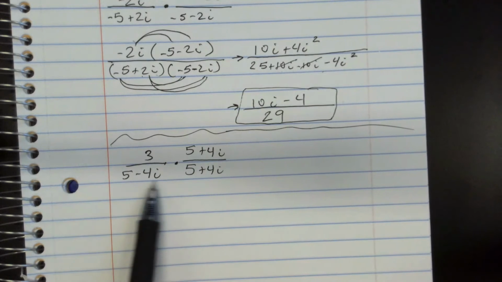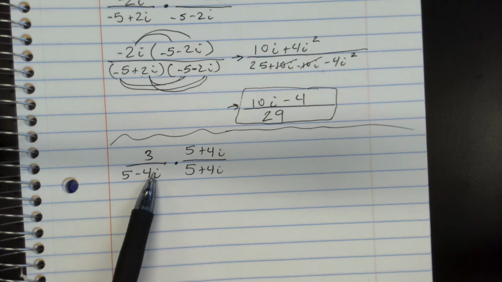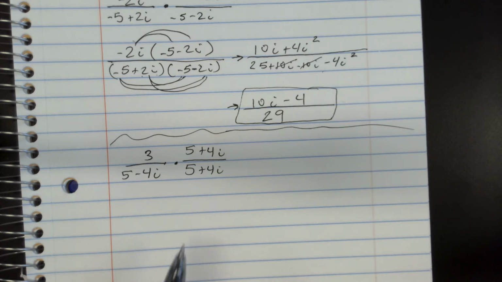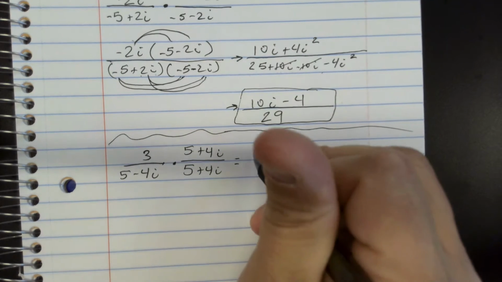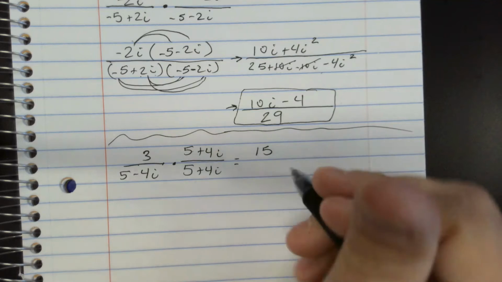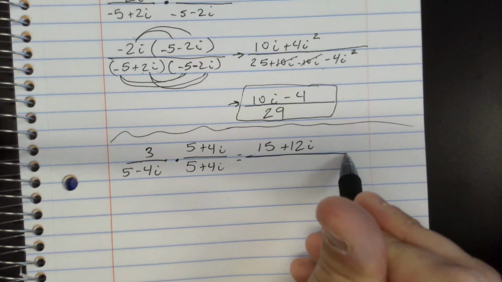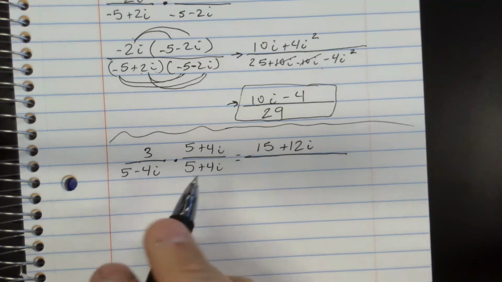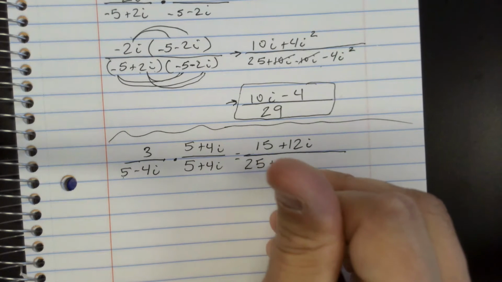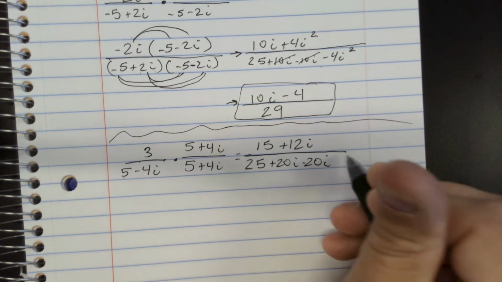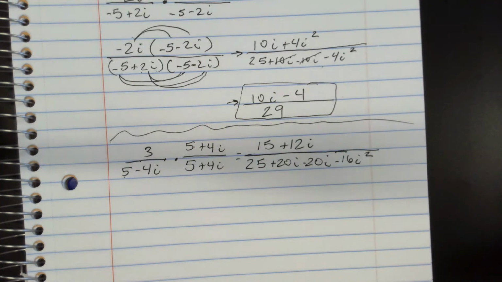Alright, so now we're to here. Everyone with me so far? So 5 minus 4i, the conjugate would be 5 plus 4i. Okay, so the top, we're going to distribute. So 3 times 5 is 15. 3 times 4i is positive 12i. Over. If we FOIL the bottom, we're going to have 25 plus 20i minus 20i minus 16i squared.